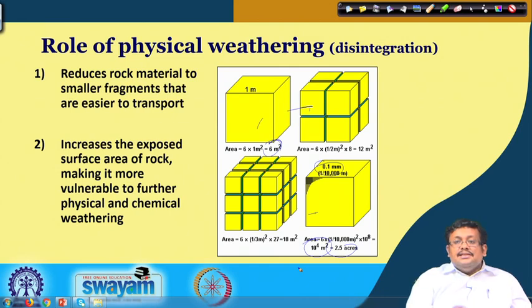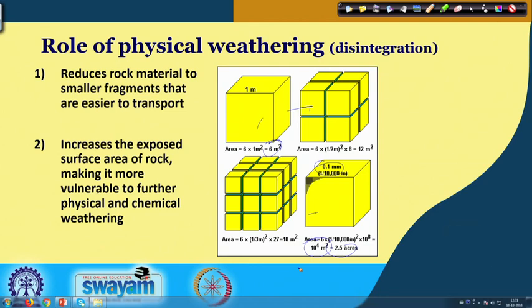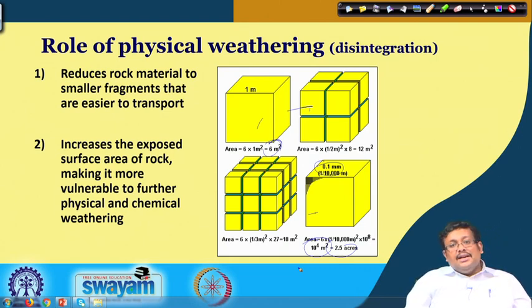So, it can be easily seen that as a result of physical weathering, there will be a several-fold increase in surface area, and when there is an increase in surface area, obviously that will give more opportunity for subsequent chemical weathering.